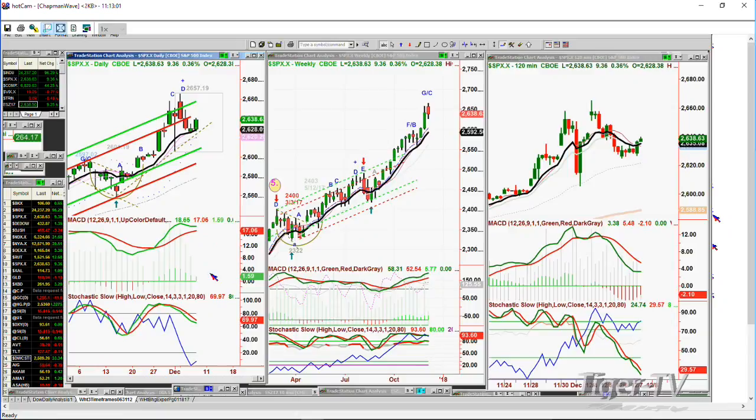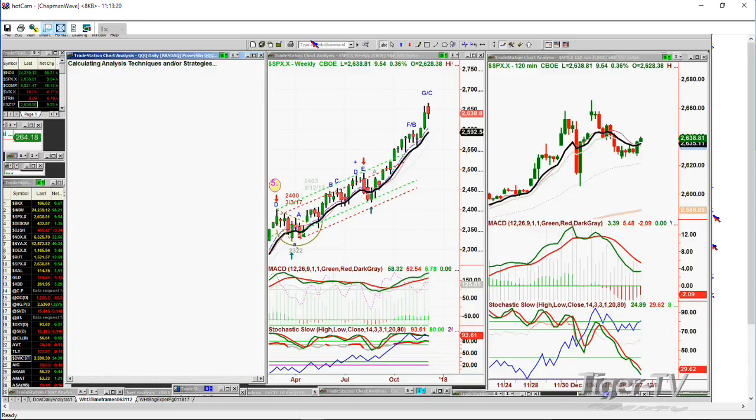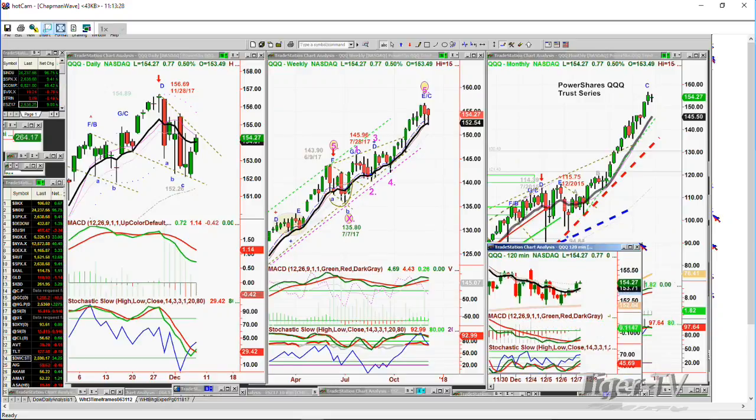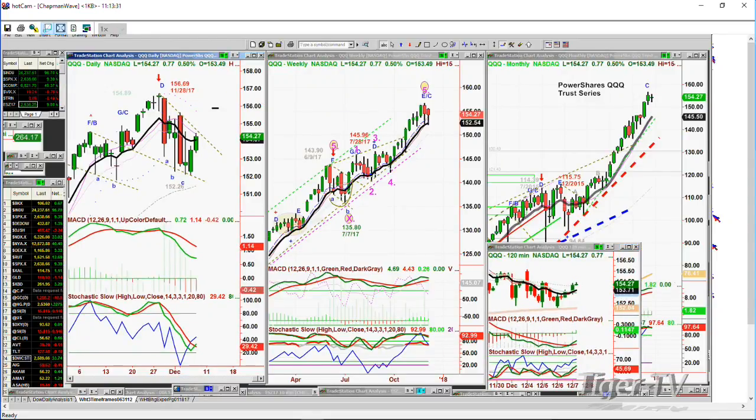MACD is flattening out, saying I'm losing some of my power, and the stochastic is down at 69. Unbalanced volumes trying to rebound from the lowest level it's been at for a long time. Maybe that's a positive. We'll see. Qs. The QQQ should be having a rebound after being really smacked for quite a while, since it made that top at 156.69. On the 28th of November, 156.69 peak D, pulls back to about the 152 level. Now it's rallying to 154.27, up 77 cents.